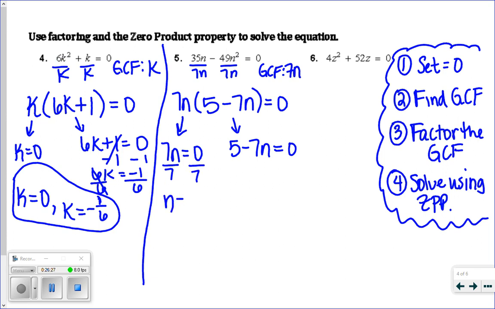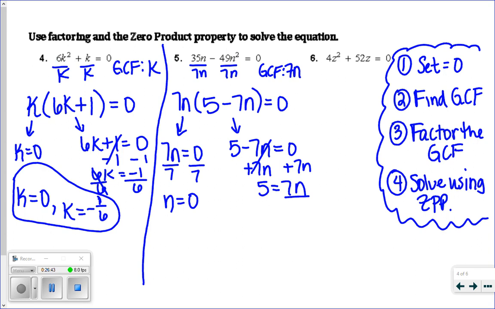But 0 divided by 7 is still 0. So that's one solution. And in this one, I'll add the 7n, or you could subtract the 5, however you want to do it. Okay, move this guy. Just did that to keep things positive. I'm a positive kind of person.